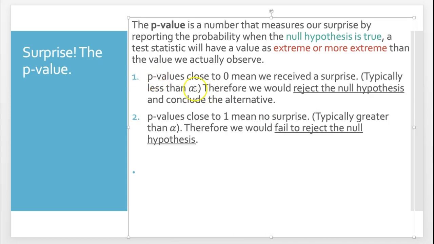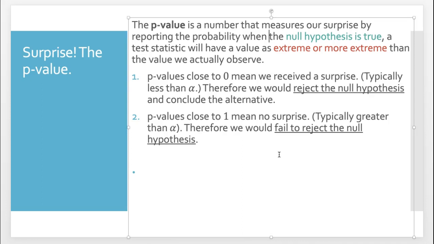So here, p-values close to 0 mean we receive a surprise. Meaning if the probability is very close to 0, it's very unlikely. Typically less than alpha. That's usually how small it needs to be. Therefore we will reject the null hypothesis and conclude the alternative hypothesis. Now p-values close to 1 mean no surprise, typically greater than alpha. Therefore we would fail to reject the null hypothesis.